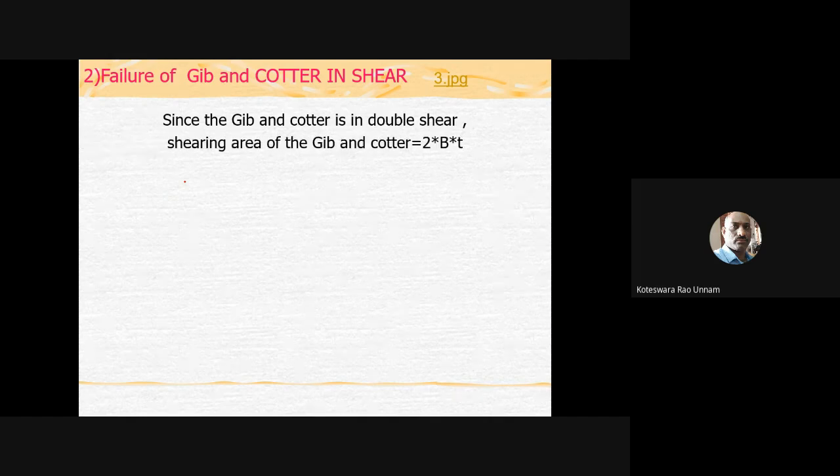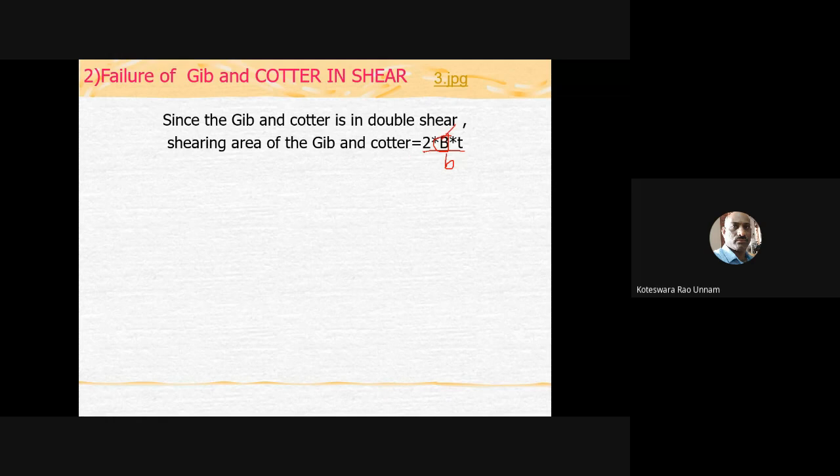Now we need to compute capital B, that is the mean width of jib and cotter combined. For that we need to use the shear failure of jib and cotter. Here this is going to be the shearing area. Earlier if you had only one cotter, here you have a small b. Now we have both jib and cotter, so by combining the width of jib and cotter, we are taking it as capital B.